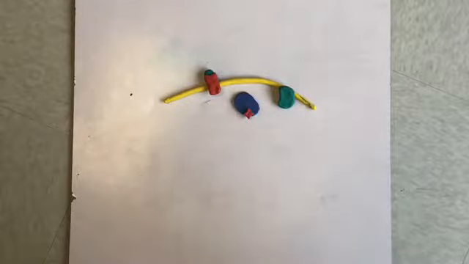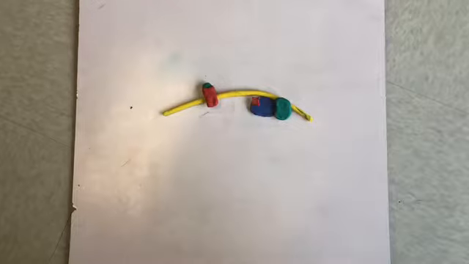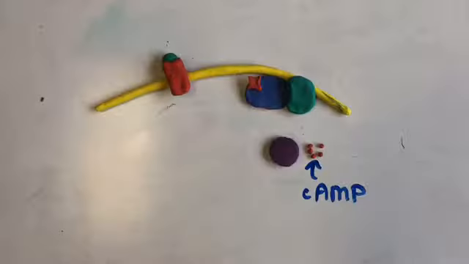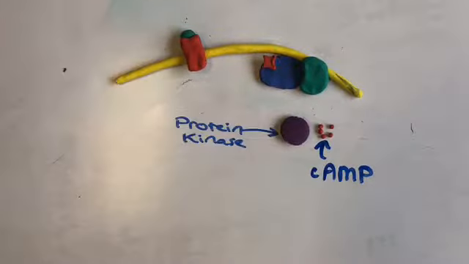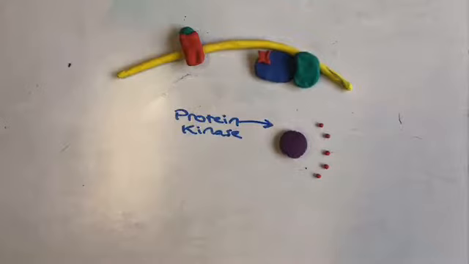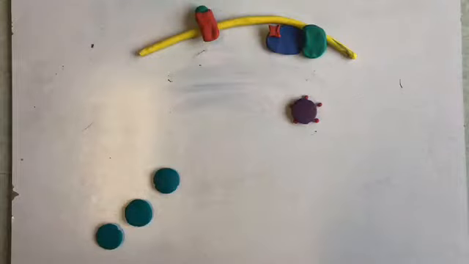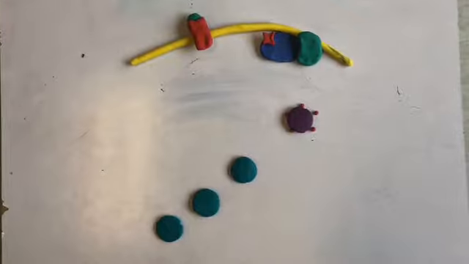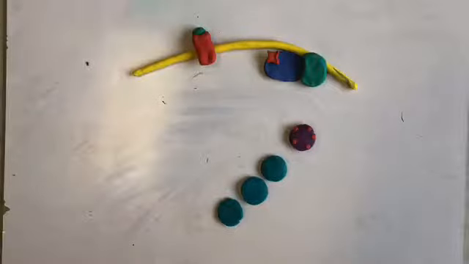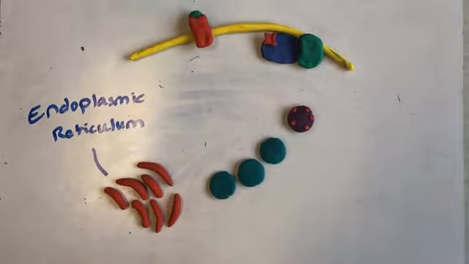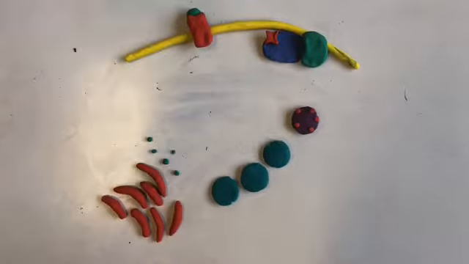The adenylyl cyclase is now activated and helps catalyze the conversion of ATP to cAMP, which is a secondary messenger. The cAMP then activates the protein kinase. The protein kinase then phosphorylates additional proteins. Once the additional proteins are activated, the cell moves to the final step of the pathway, which is the response. In this pathway, the response is a release of calcium ions from the ER. And that concludes the G protein receptor system.